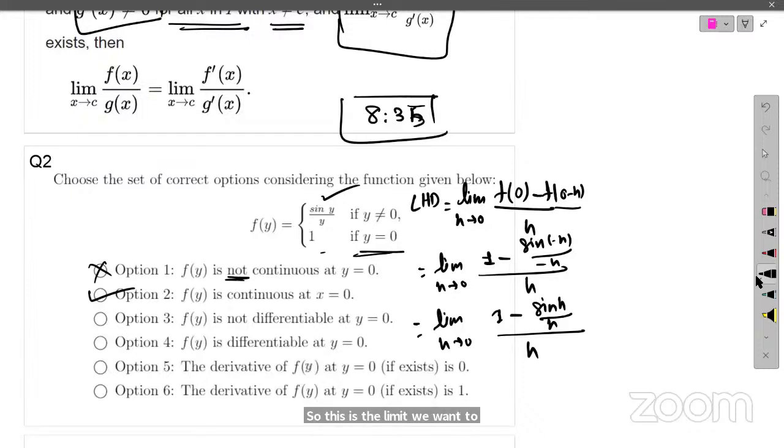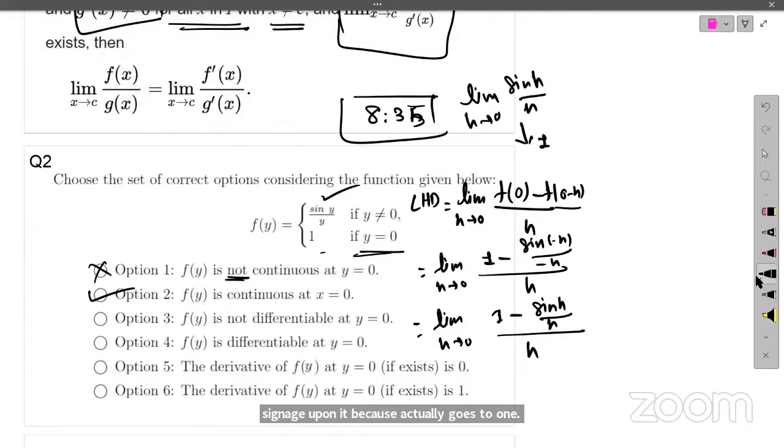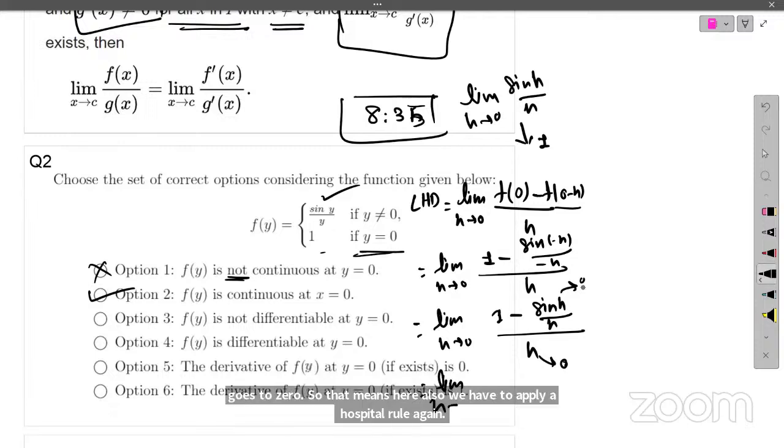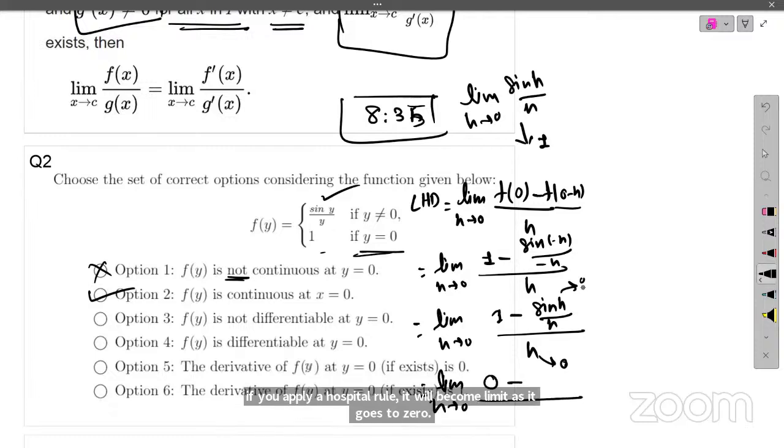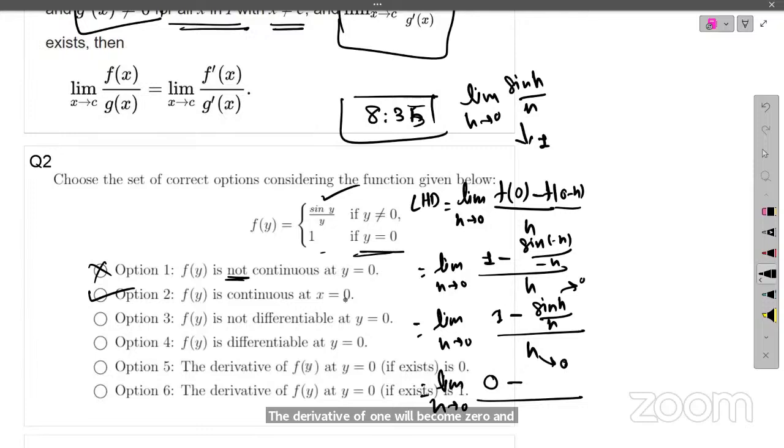Since it's a rational function, and we know that as h goes to 0, sine h upon h goes to 1, the numerator goes to 0 because 1 minus 1 becomes 0, and the denominator also goes to 0. So here also we have to apply L'Hospital's rule again. If you apply L'Hospital's rule, the limit as h goes to 0, the derivative of 1 will become 0, and minus of, we have to do the derivative of this function.